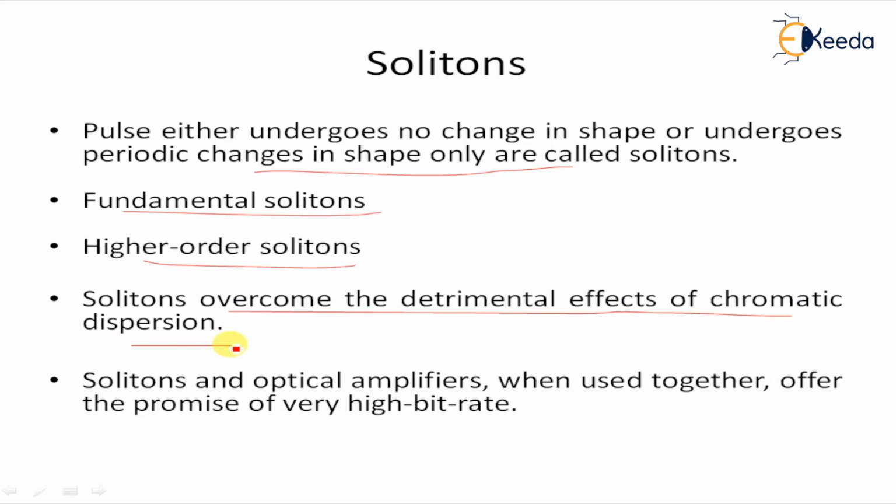Solitons and optical amplifiers, when used together, offer the promise of very high bit rates. Optical amplifiers can be used at periodic intervals along the fiber, so that the attenuation undergone by the pulses is not significant, and the high power and the consequent soliton property of the pulses are maintained. This provides very high bit rate, repeaterless data transmission over very large distances, and the use of soliton pulses is key to realizing the very high bit rates required in OTDM systems also.